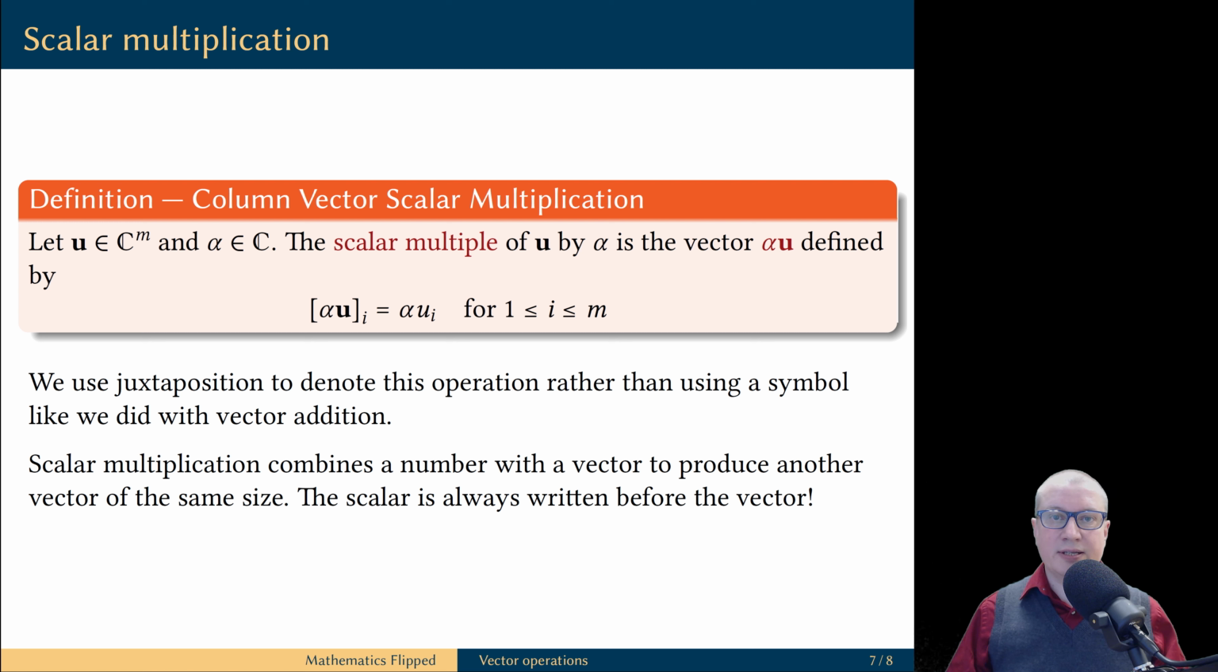This operation is somewhat different from the operation of vector addition in the following sense. In this case, we still combine two objects, but they are different objects. We combine a number with a vector, and the result of this operation is a new vector of the same size as the original vector.